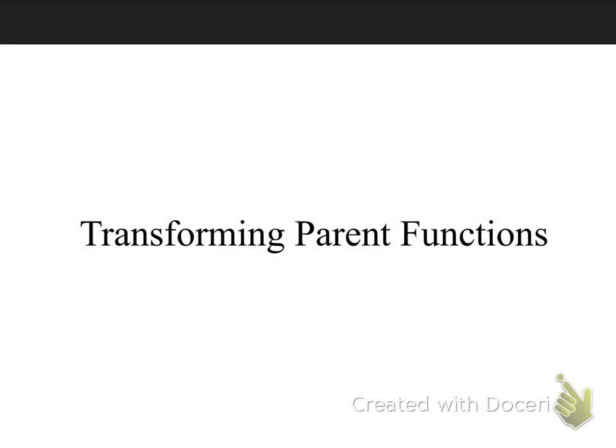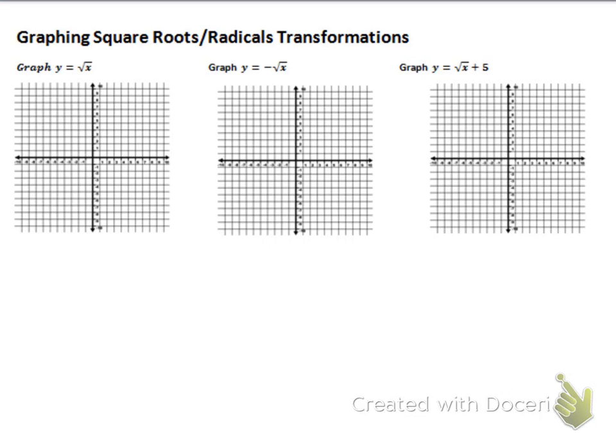All right, in this video we're going to be talking about transforming different parent functions, including square roots or radicals, cubic, and absolute value. Okay, so first off we're going to start with square roots. So square roots are a shortcut that we have: 1, 3, 5 to the right this time. So instead of doing right 1, up 1, we're actually going up 1, right 1, up 1, right 3, up 1, right 5 to get my little shooting star.